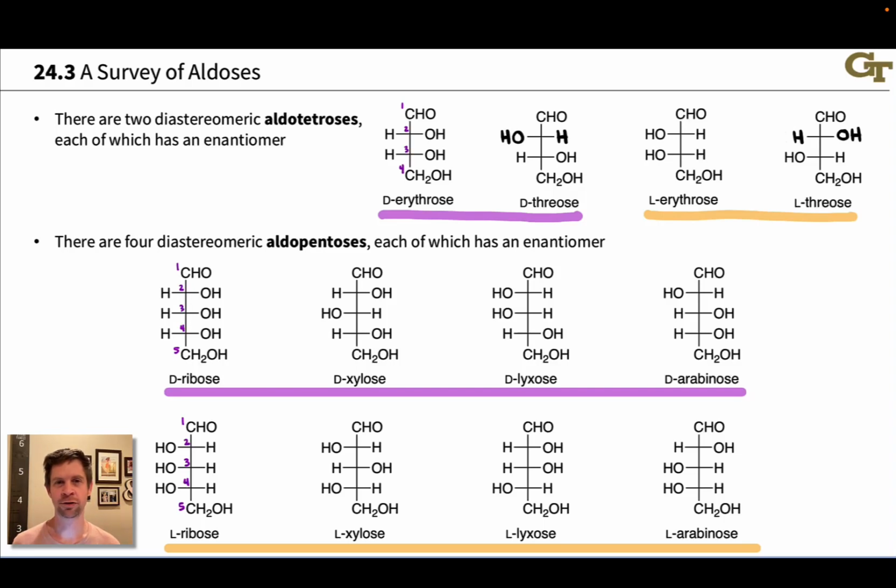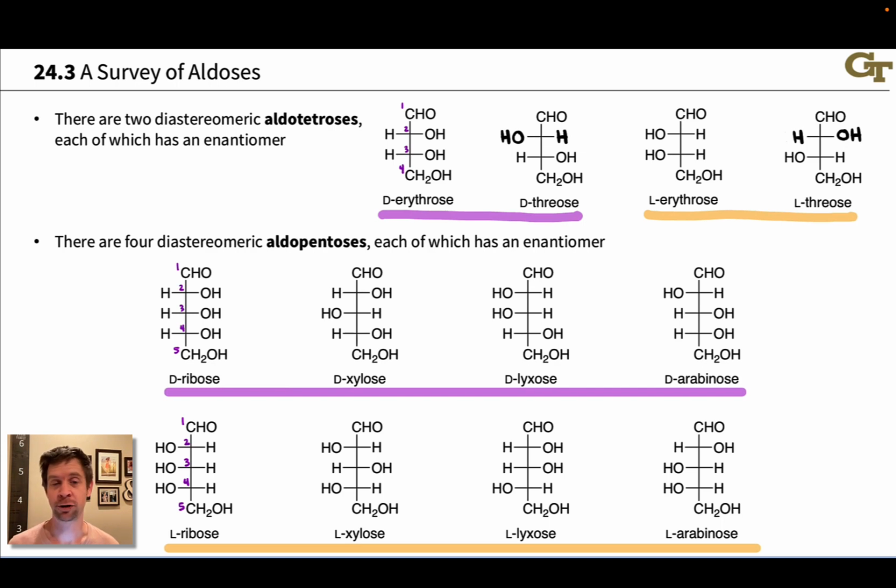In this video, we're going to survey the 3, 4, and 5 carbon aldoses and ketoses. And I wanted to start the video by explaining a little bit about why we're doing this from a perspective of organic chemistry and fundamental biochemistry. Number one, we are not doing this to memorize the structures of these sugars.